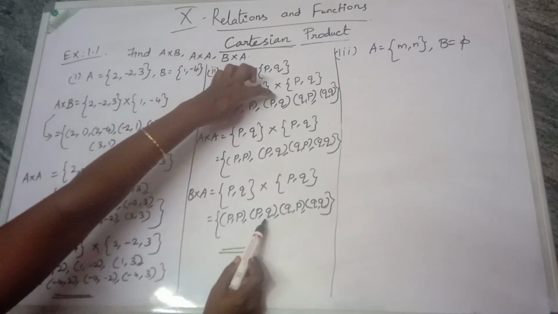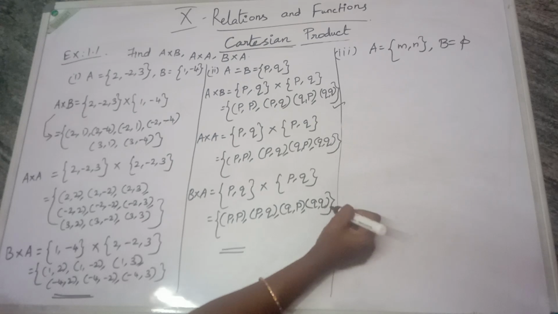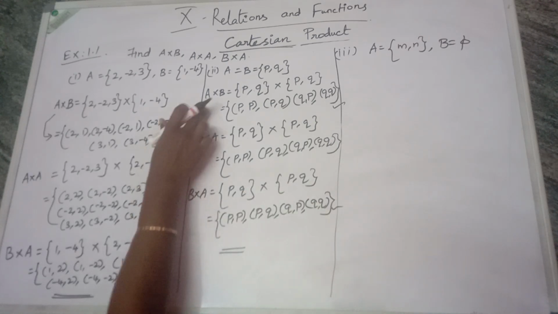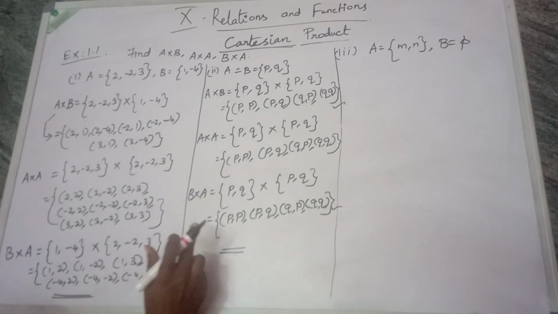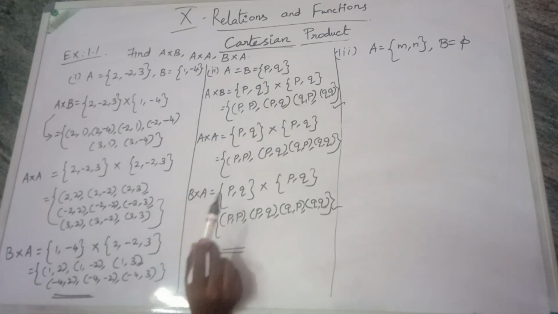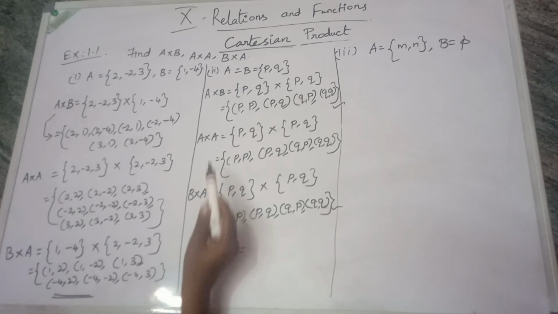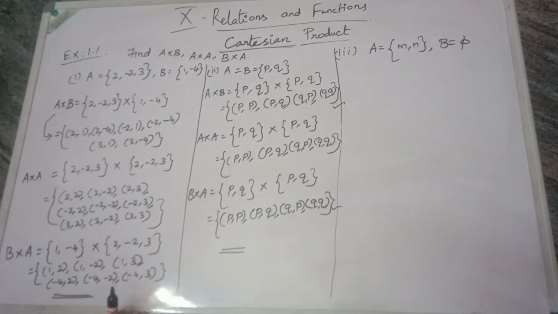P comma P, P comma Q, Q comma P, Q comma Q. These two sets are equal. So from this we can say A cross B is equal to B cross A only if A and B are equal sets. Equal sets are இருக்கும்போது மட்டுமே A cross B யும் B cross A யும் equal இருக்கும். இல்லாட்டா A cross B is not equal to B cross A.